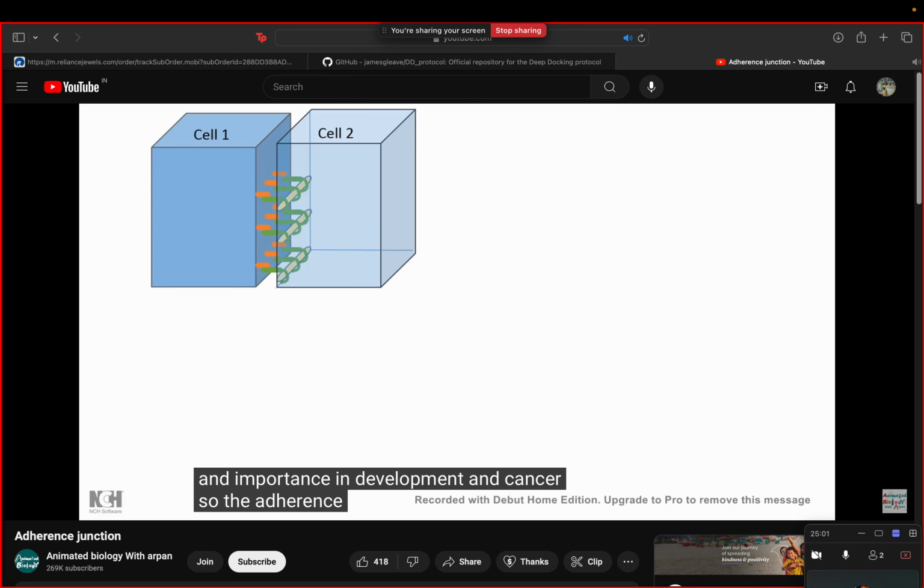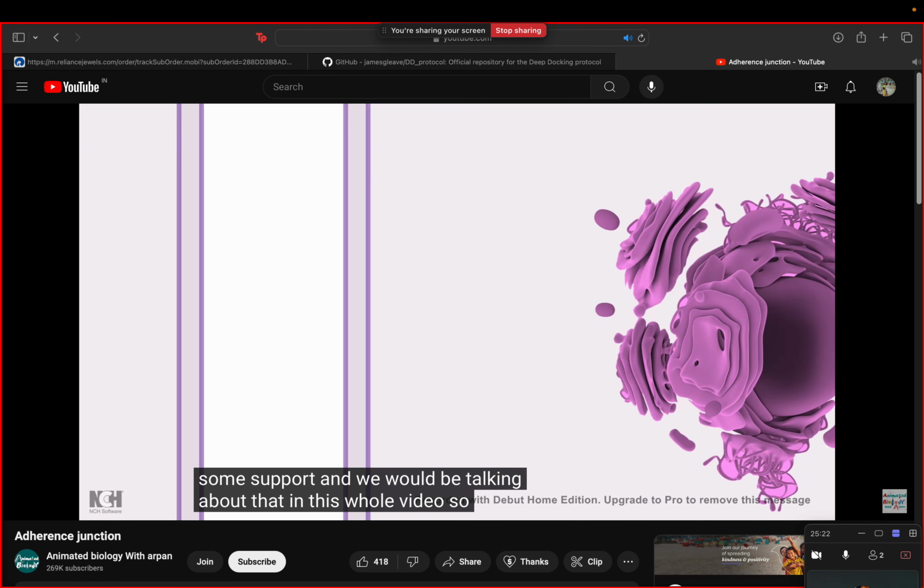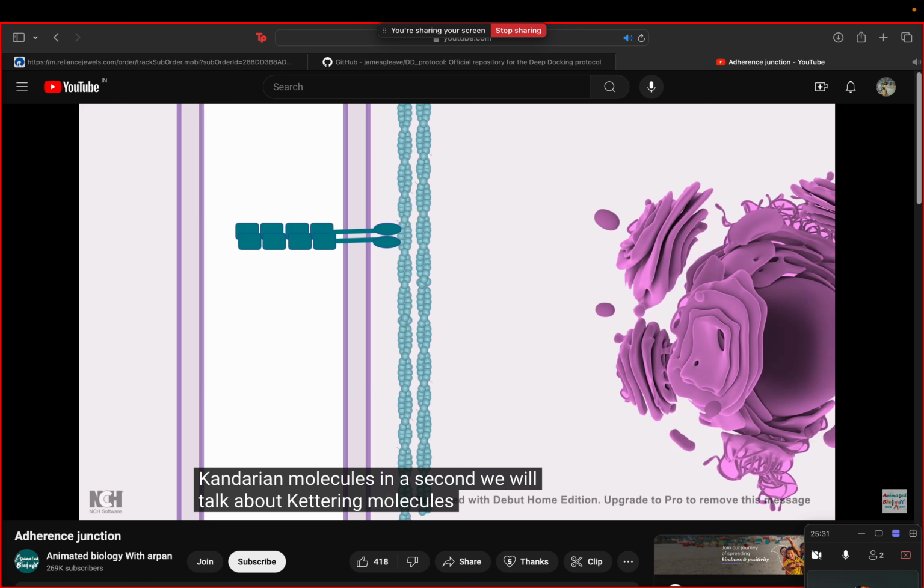The adherence junction between two cells is just like something hooked into a wall. So there would be an anchoring region, and on the other hand there should be some support, and we would be talking about that in this whole video. Here are the two cell junctions in a magnified version. So you have the cadherin molecules. In a second we will talk about cadherin molecules in detail. And you have the actin microfilaments.